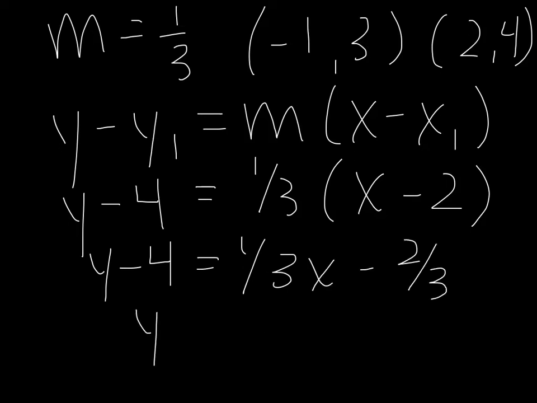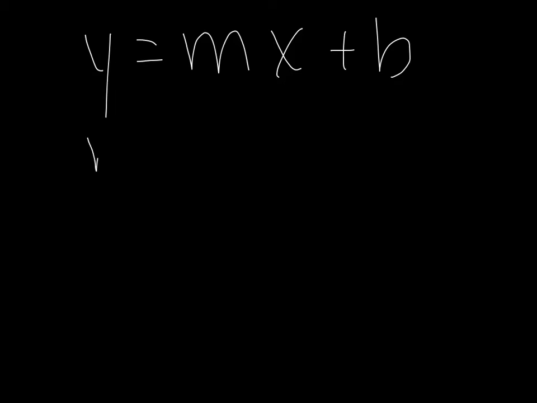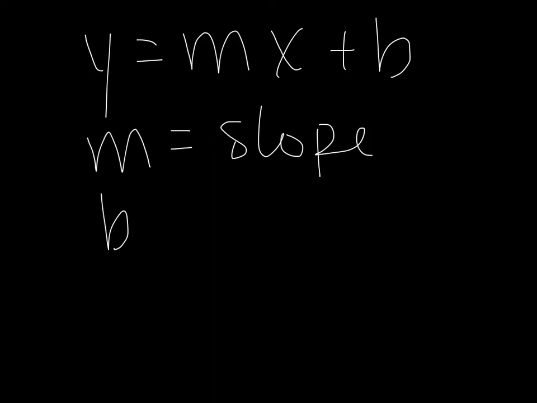Add 4 to each side. y equals 1/3 x plus 10/3. Now that is slope-intercept form. The general form for slope-intercept form is y equals mx plus b. In this case, m is your slope. b would be your y-intercept. Comes in handy when you're trying to graph it.